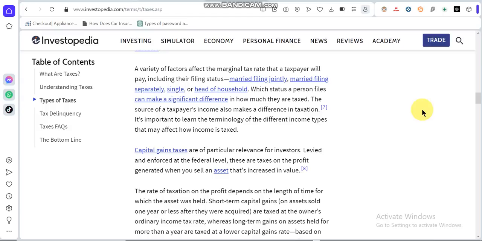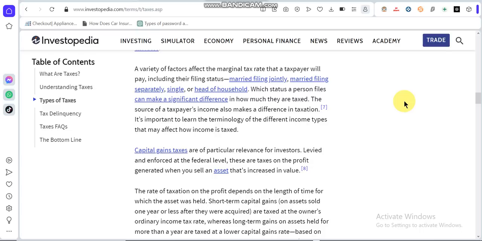The source of taxpayers' income also makes a difference in taxation. It is important to learn the terminology of the different income types that may affect how income is taxed.